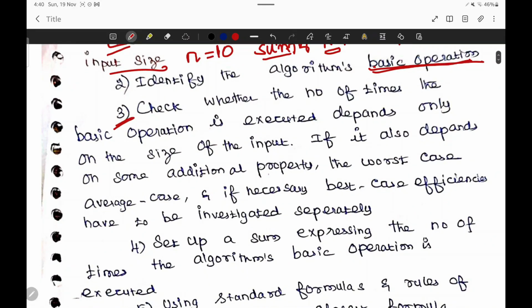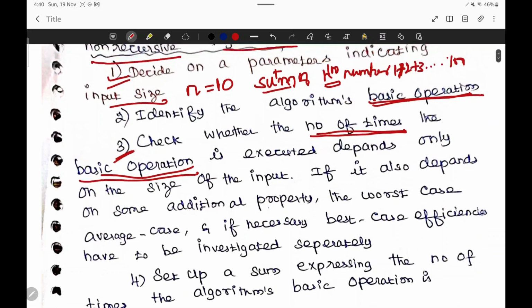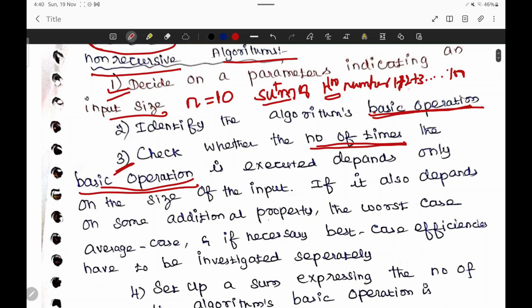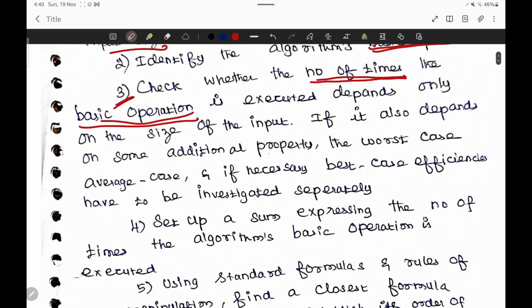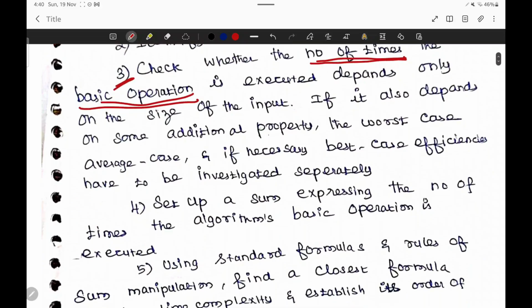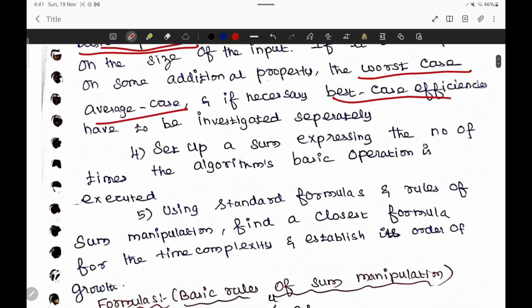The third step is to identify how many times we do the basic operation. In the above example, the sum of n numbers, for n equal to 100, the addition operation is done 100 times. Likewise, for the respective algorithm we need to identify how many times we are going to do the basic operation. Based on that, we can calculate the worst case, average case, and best case efficiency.